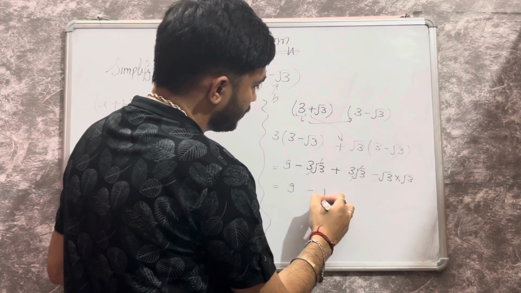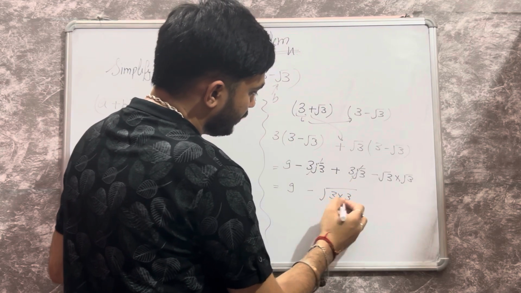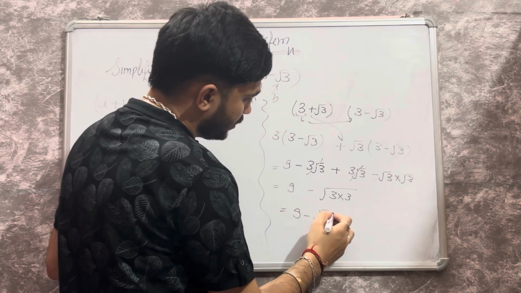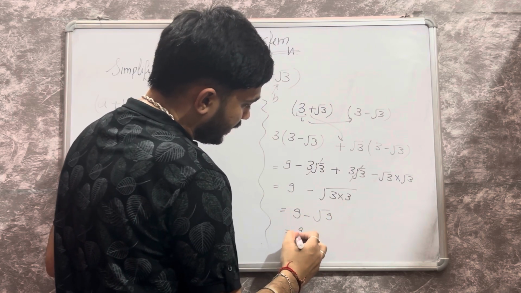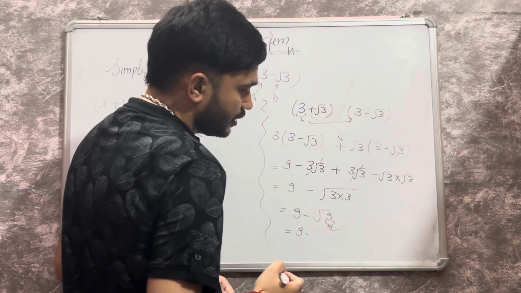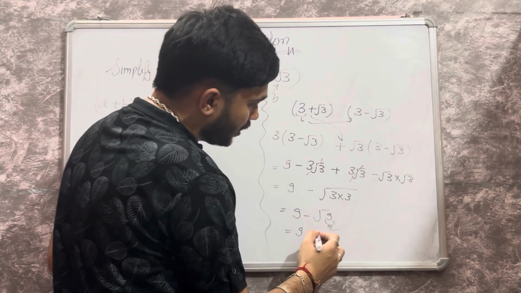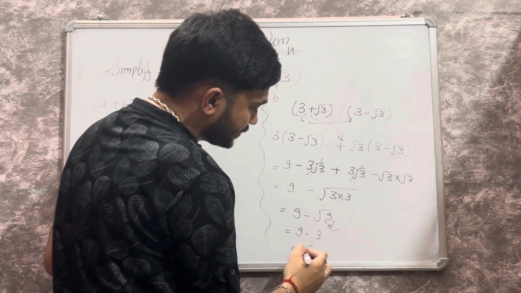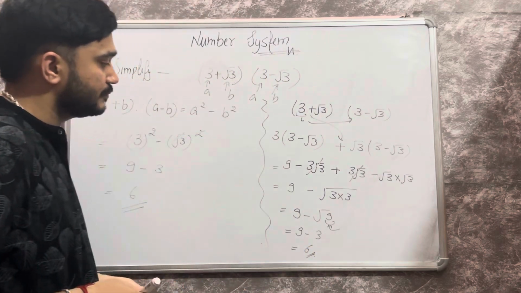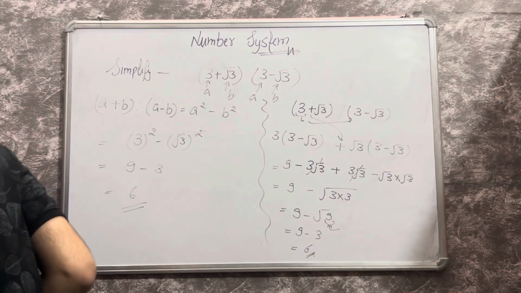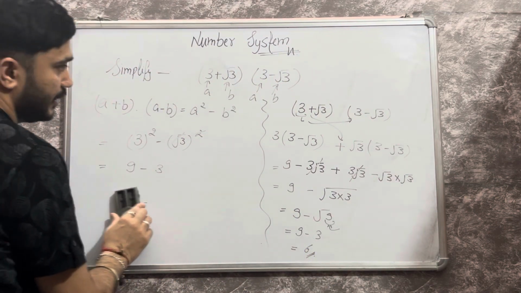You will get 9 minus 3 into 3, that is 9, minus under root 9. 9 is a perfect square number, so you will have the answer 3 here, and 9 minus 3 is 6. Any doubt? Now let us solve one more example of it.